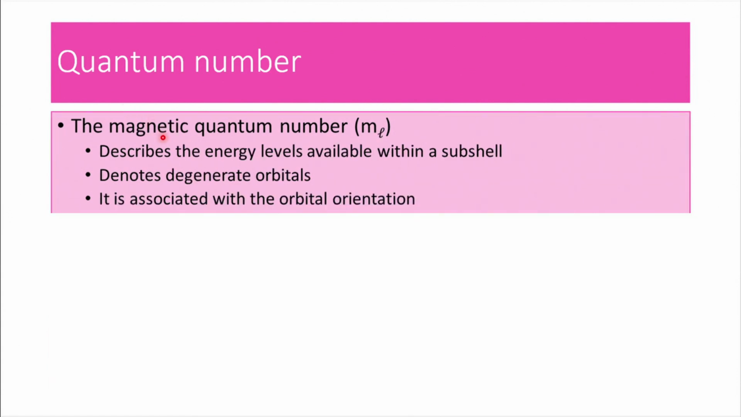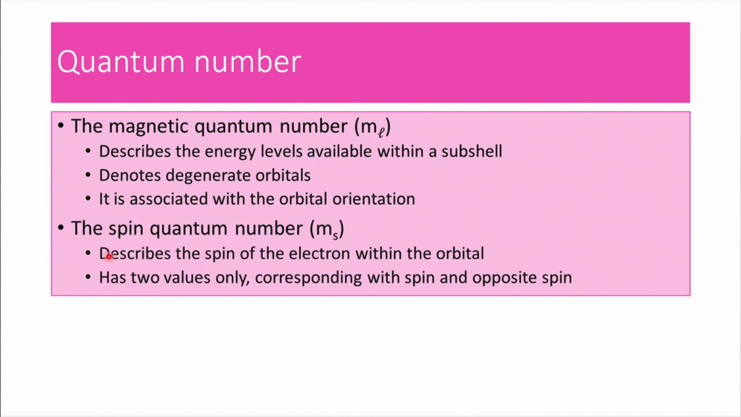The next is the magnetic quantum number. This describes the energy levels available within a subshell. This denotes degenerate orbitals. It is associated with orbital orientation. Then the last one, the spin quantum number, describes the spin of the electron within the orbital. This has 2 values only, corresponding to spin and opposite spin, that is parallel spin and opposite spin.